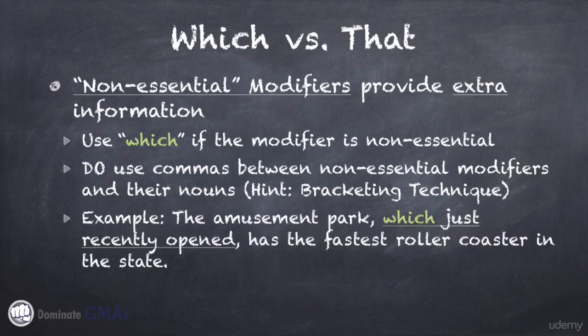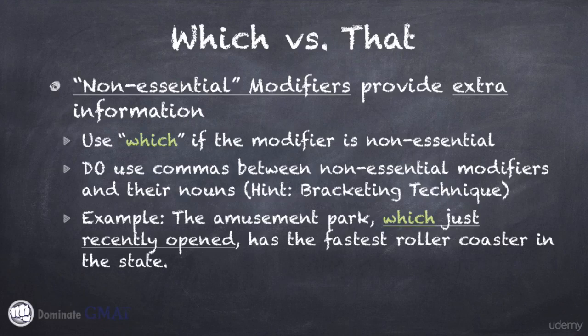But here's an example, right? So this is a variation of the sentence we just looked at, but what's the difference? So here we have the amusement park, but now we have a comma and we use the word which just recently opened, has the fastest roller coaster in the state. And by the way, both sentences are correct. It really comes down to the meaning that we're trying to get across in the sentence.